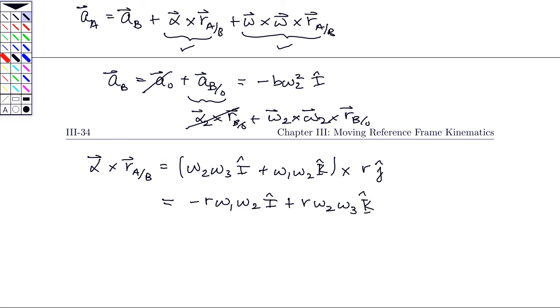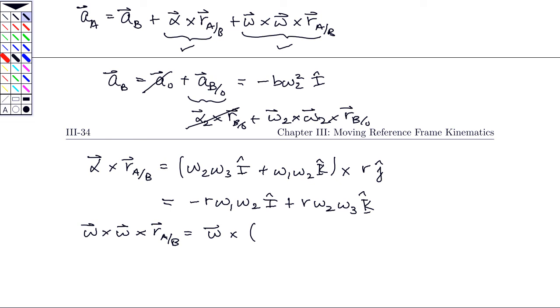So that's that term. And then the omega cross r of A relative to B term is a little bit more work. Let's go ahead and see if we can write this out. So let me write it this way to save a little space at this point. It's going to be omega crossed with, let me write out omega so we can do the second part of the cross product there first.